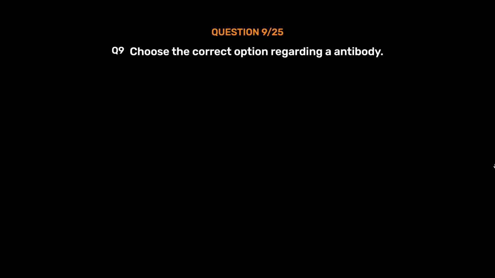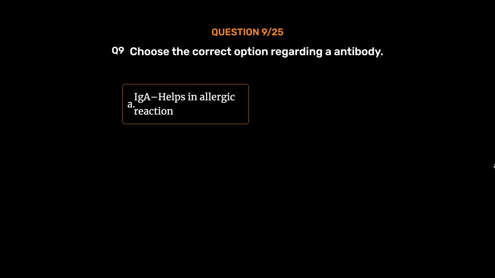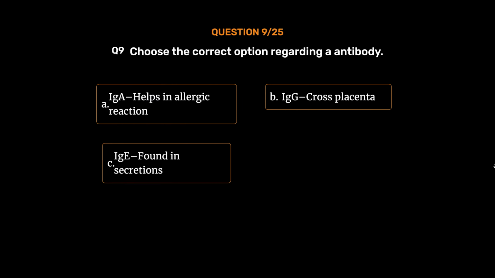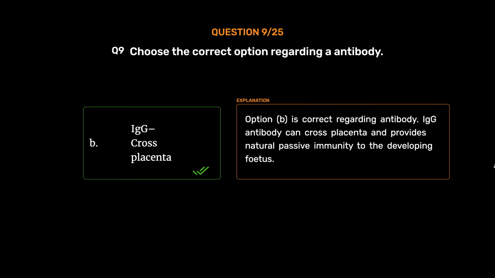Question number 9. Choose the correct option regarding antibody. Option A. IgG helps in allergic reaction. Option B. IgG cross placenta. Option C. IgG found in secretions. Option D. IgM exists as dimer. The correct answer is Option B. IgG cross placenta. Option B is correct regarding antibody. IgG antibody can cross placenta and provides natural passive immunity to the developing fetus.